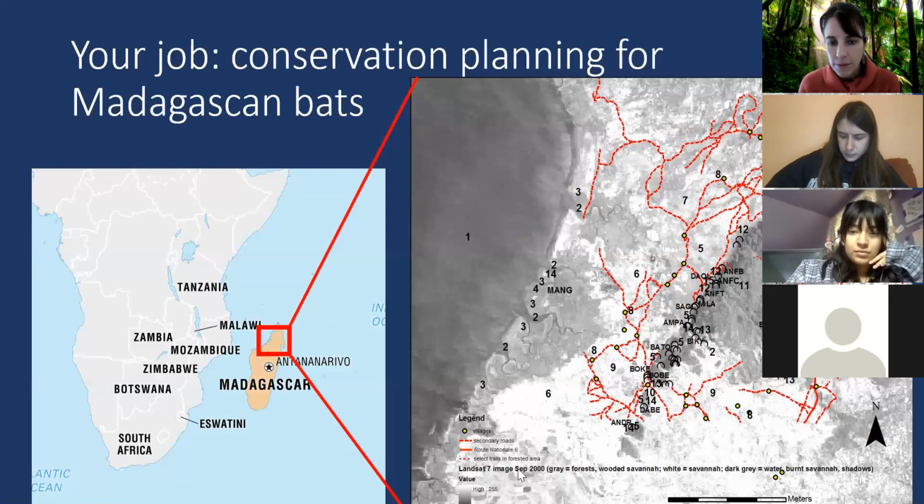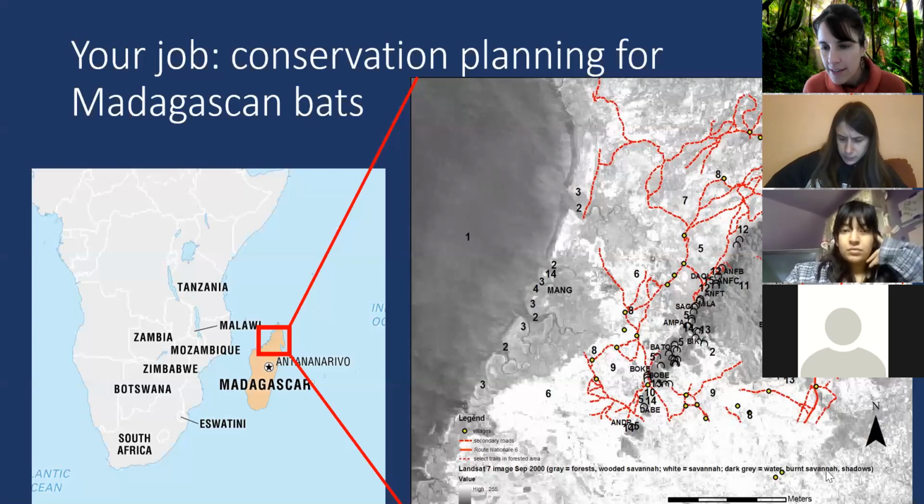So down here it's saying what the colors mean. Gray equals forests or wooded savanna. Forests and wooded savanna are these dark gray parts. White is savanna. Dark gray is water, so that's just the ocean and some rivers. And I love this one. Burnt savanna is shadows.